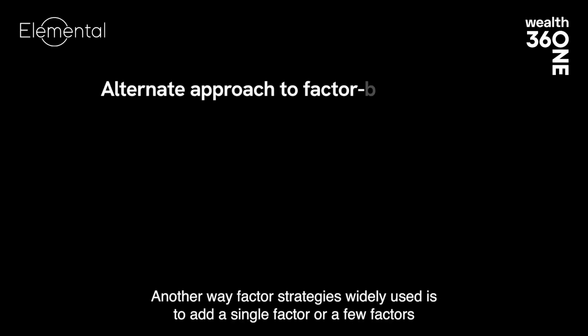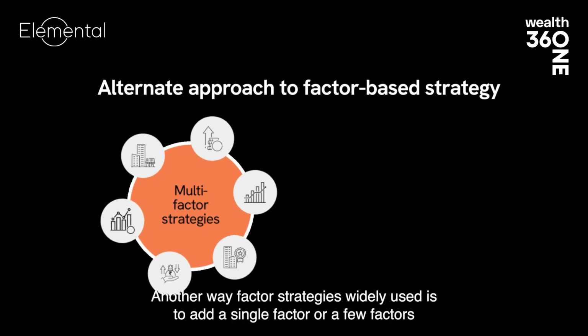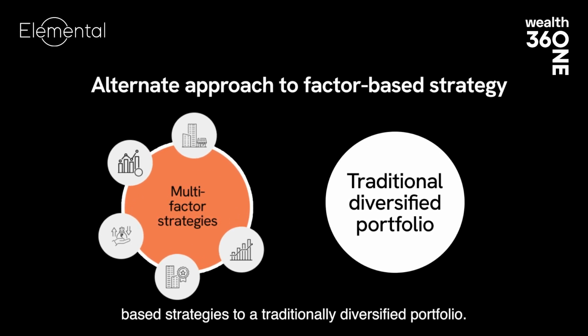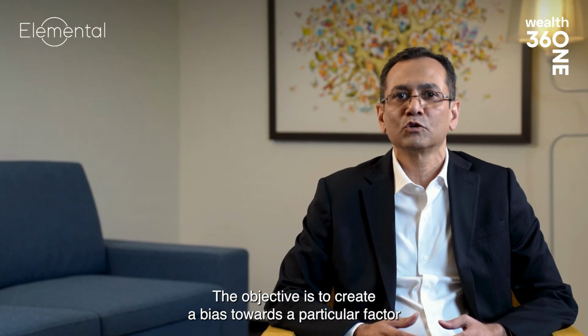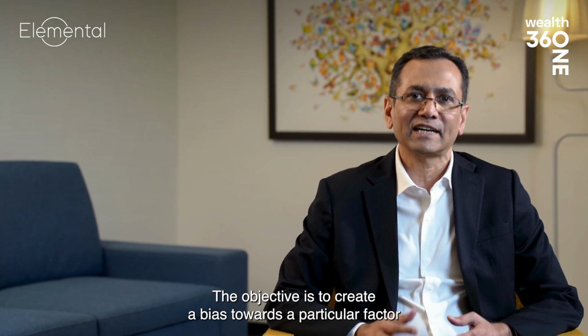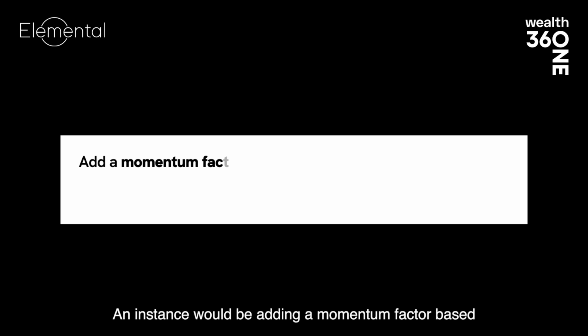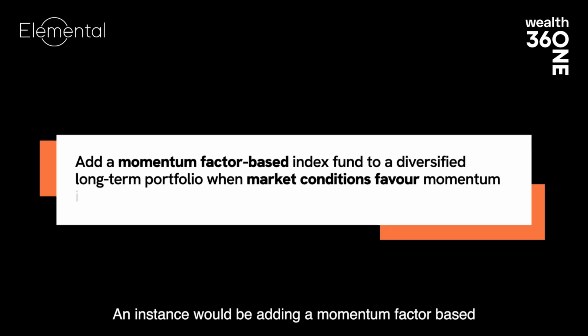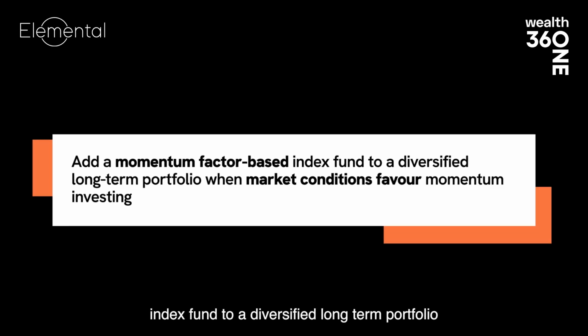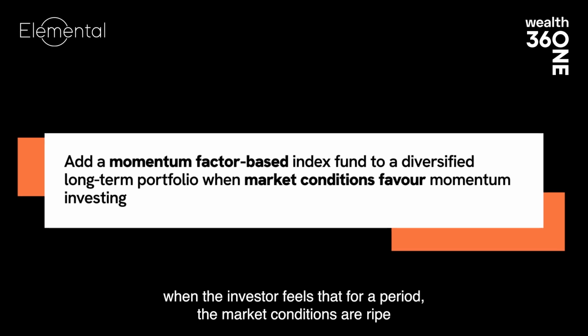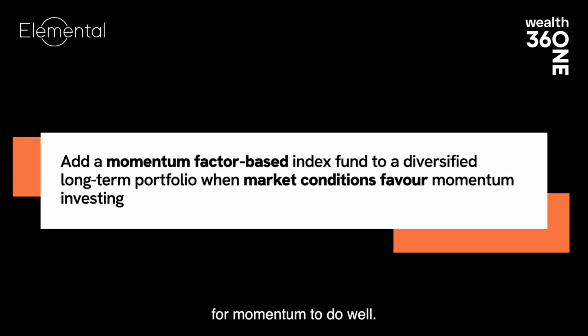Another way factor strategy is widely used is to add a single factor or a few factor-based strategies to a traditionally diversified portfolio. The objective is to create a bias towards a particular factor depending on the market or economic environment. An instance would be adding a momentum factor-based index fund to a diversified long-term portfolio when the investor feels that for a period the market conditions are ripe for momentum to do well.